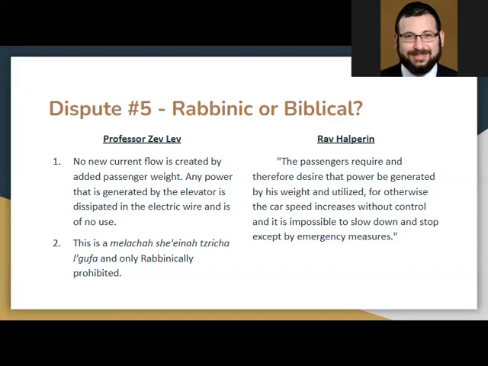And finally, he also says that this is actually not a biblical prohibition. He calls this a malacha she'eina tzricha legufa, which is that you're not generating electricity, which would be like kindling fire, let's say, for the purpose of using the fire in this case. Or light. Or light. Right, exactly.